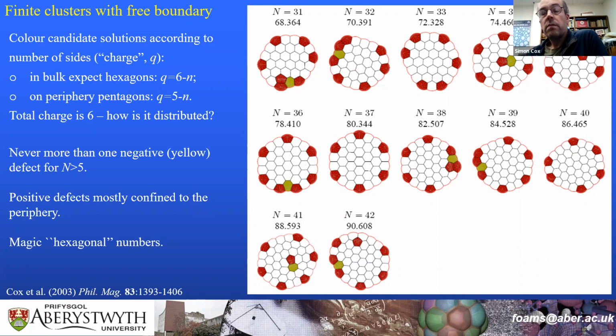And again, between hexagonal numbers, there's often just one defect pair. And you can see for 34, it sits in the middle.